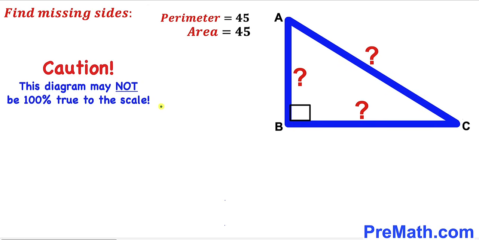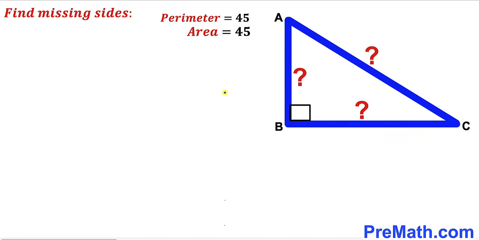Please keep in mind that this figure may not be 100% true to scale. Let's go ahead and get started. Here's our very first step. I'm going to label these side lengths. I'm going to call this hypotenuse lowercase c, this perpendicular side lowercase a, and this base b. Now we are going to solve for a, b, and c values.